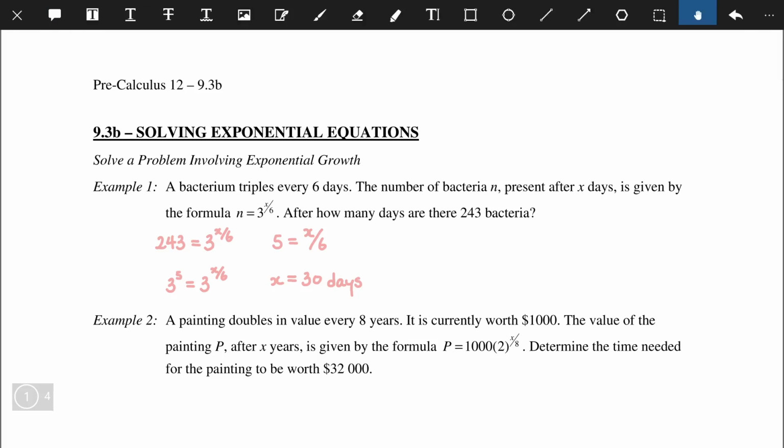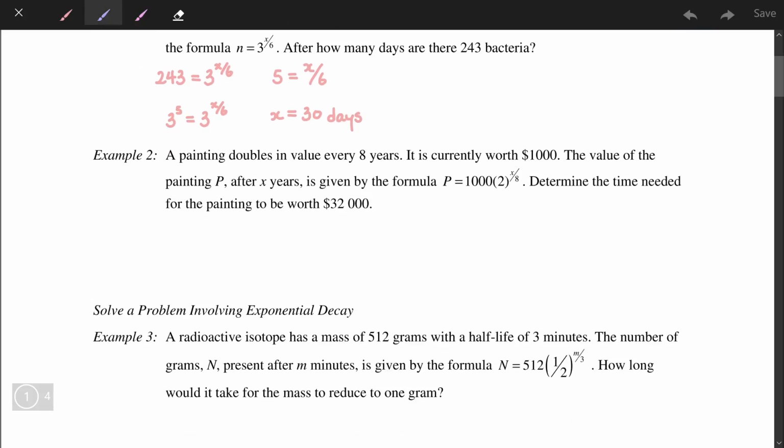Okay. Example number 2, a painting doubles in value every 8 years, is currently worth $1,000, so we're looking for the year on which it will be worth $32,000. Okay. So on the left-hand side, we have the present value P of 32,000. On the right-hand side, we have the initial value of 1,000 multiplied by 2 to indicate that the value doubles, and x over 8. So this x over 8 exponent indicates to us that the value doubles every 8 years.